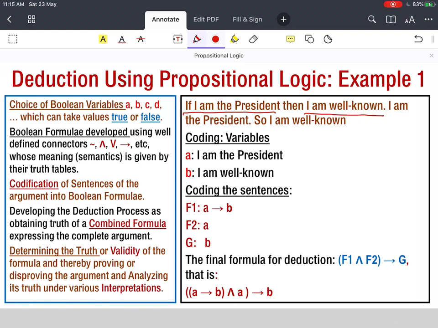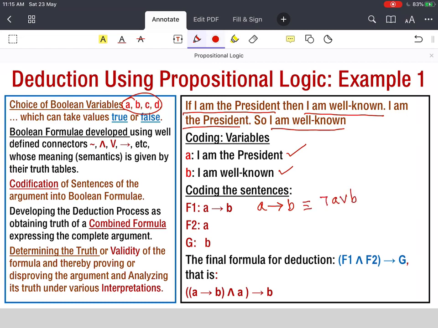So we take our first example. If I am the president, then I am well known. I am the president, so I am well known. So we now do our first step, choice of variables. We choose A and B because there are only 2 unique kinds of arguments here. The first we choose A, which we encode as I am the president. B encodes I am well known. Now let us look at the first sentence, F1, which says if I am the president, then I am well known. So we encode that as A implies B.